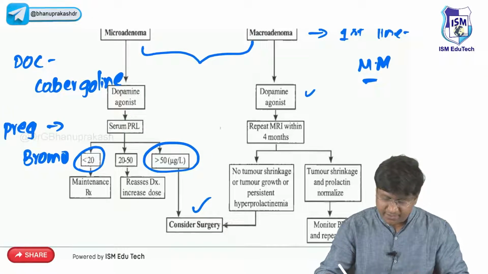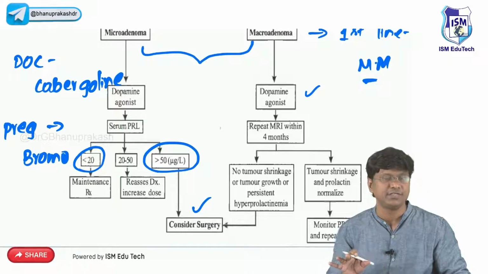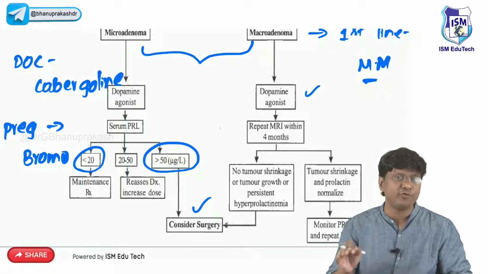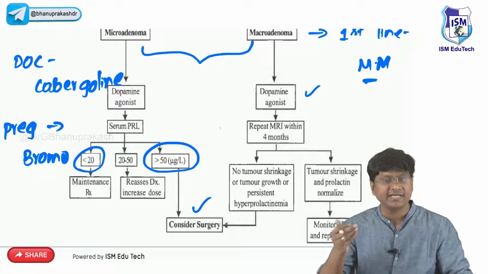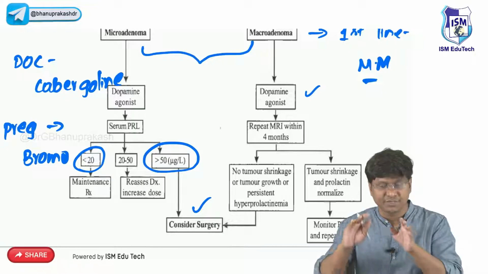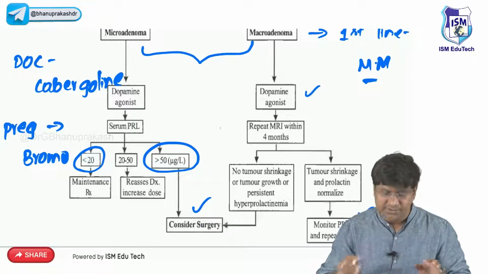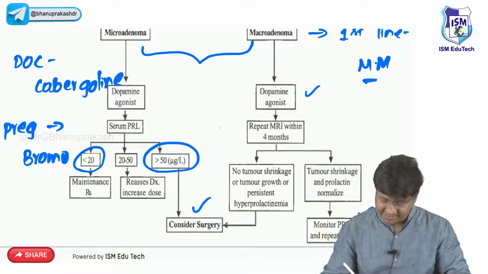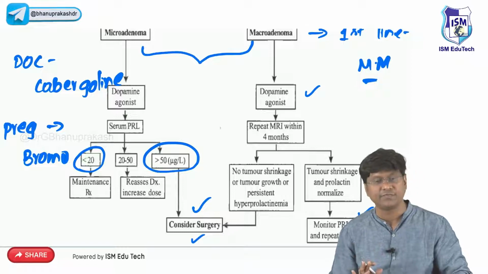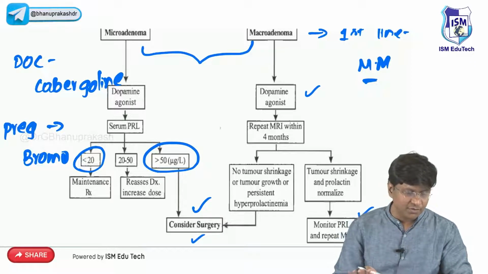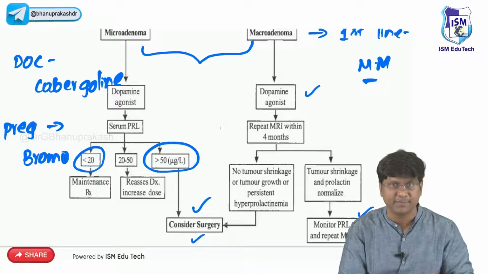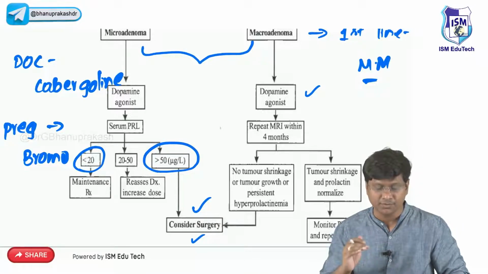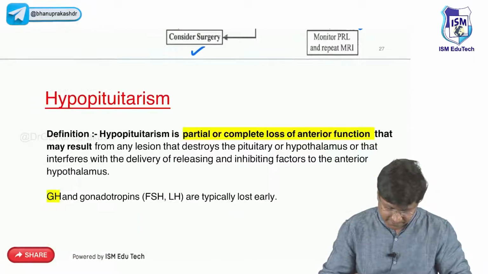Whereas in macroadenoma, you need to start with a dopamine agonist, that is bromocriptine or cabergoline, and every 4 months you need to repeat the MRI. If the tumor size is reducing in the repeat MRI, then continue the same treatment. But if the tumor size is the same and the prolactin levels are still high, then you need to consider surgery. So this is how you will manage a case of prolactinoma. This is a quick revision of prolactinoma. Now, we'll move on to the next topic.